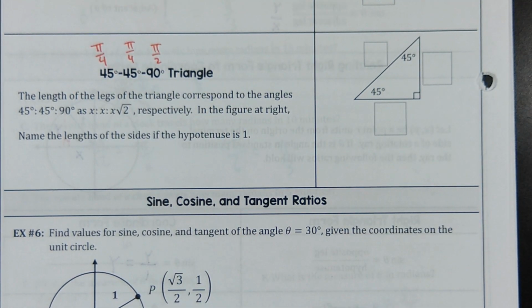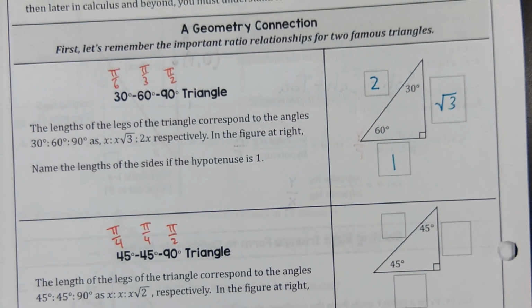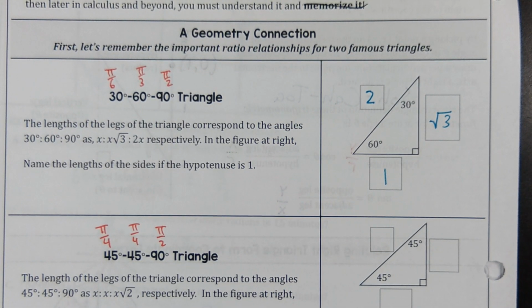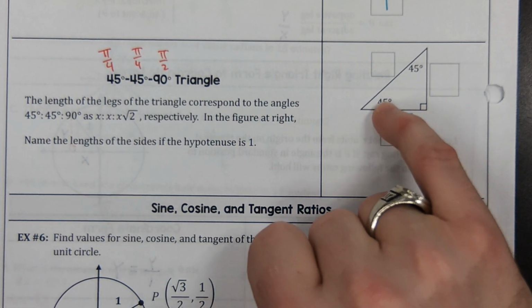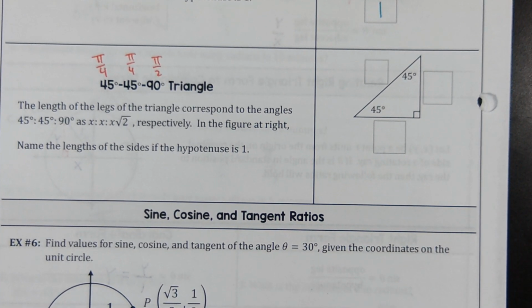Do I ever call them pi over 4, pi over 4, pi over 2s? No. I always call them 45, 45, 90s because it's easier to say. Just like I won't call this a pi over 6, pi over 3, pi over 2. I'll call it a 30, 60, 90 because it's easier to say. But I know them as radians. When a triangle has two congruent angles, what kind of triangle is it?